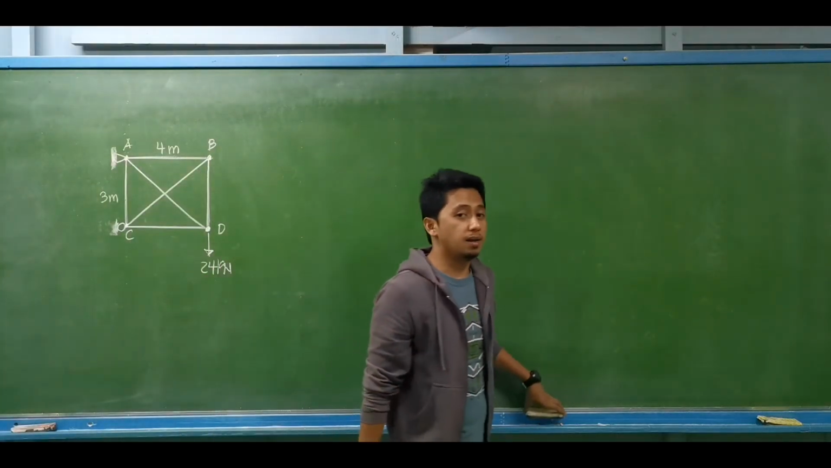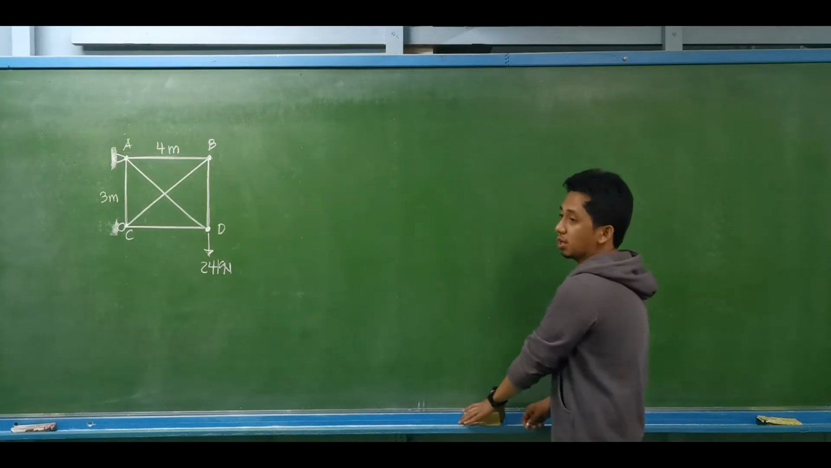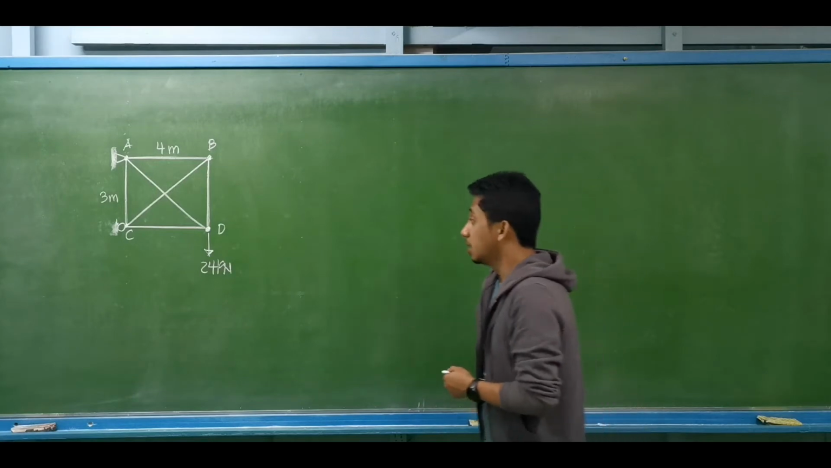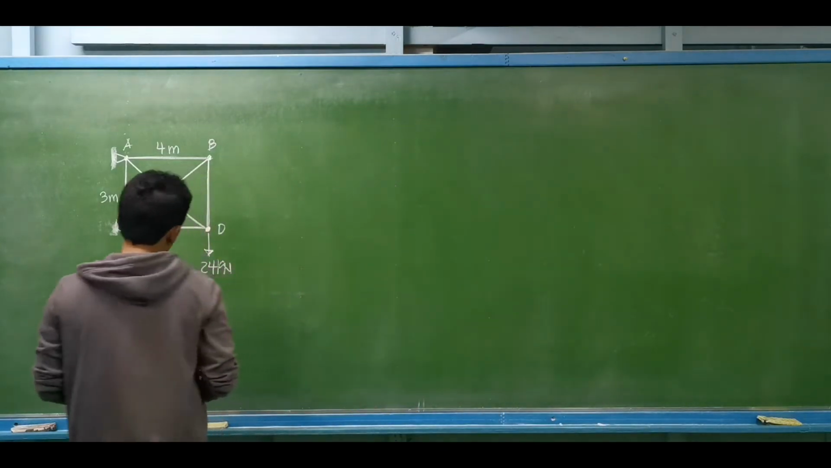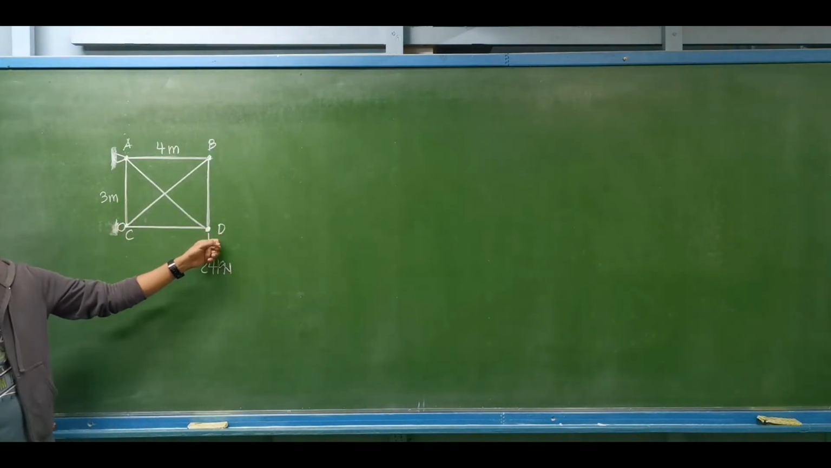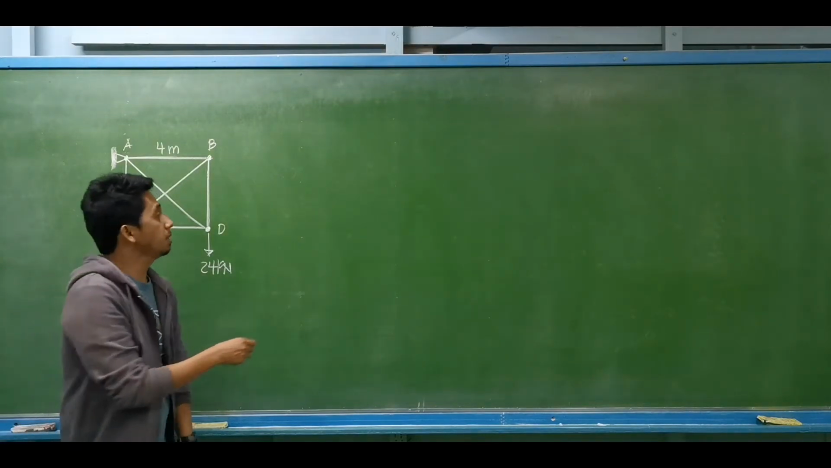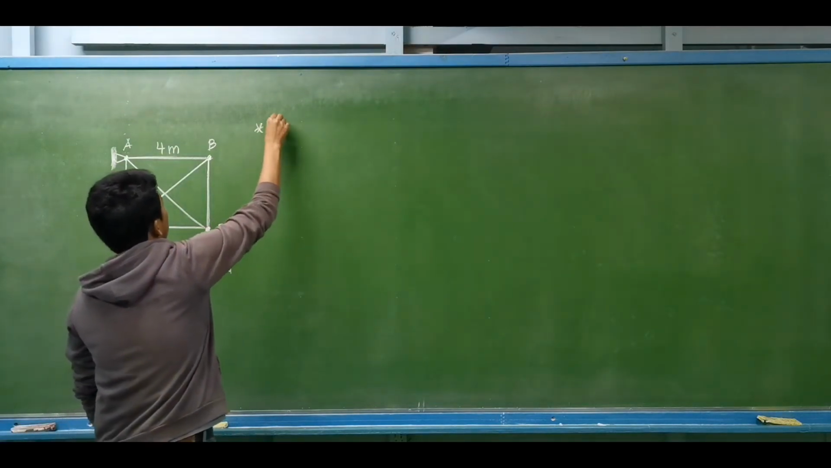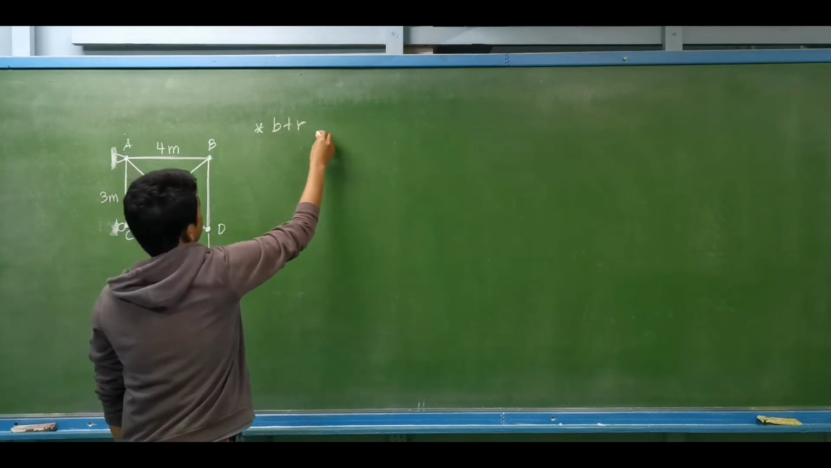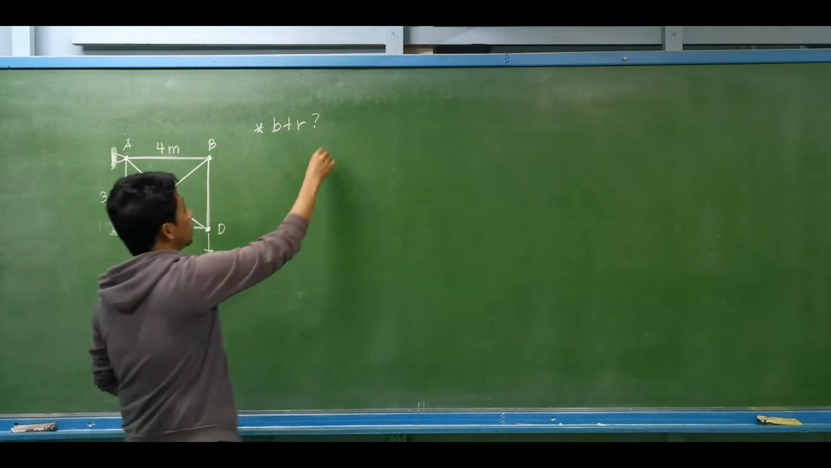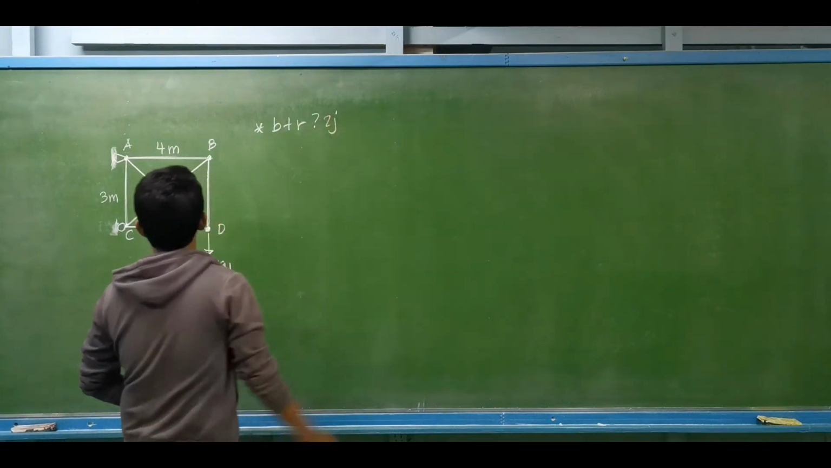We proceed to our next example for the analysis of indeterminate frames using the virtual work method. For example, we have this truss loaded with 24 kilonewtons at joint D. First, we are to determine the degree of indeterminacy. So we have the number of bars plus the number of support reactions. Is it greater than, less than, or equal to twice the number of joints?